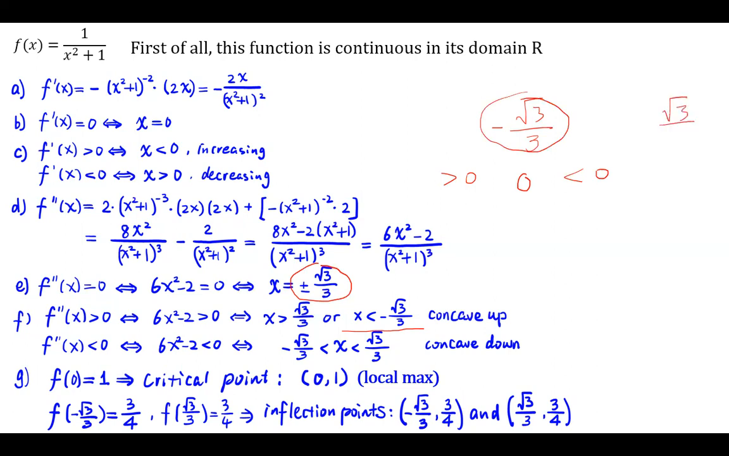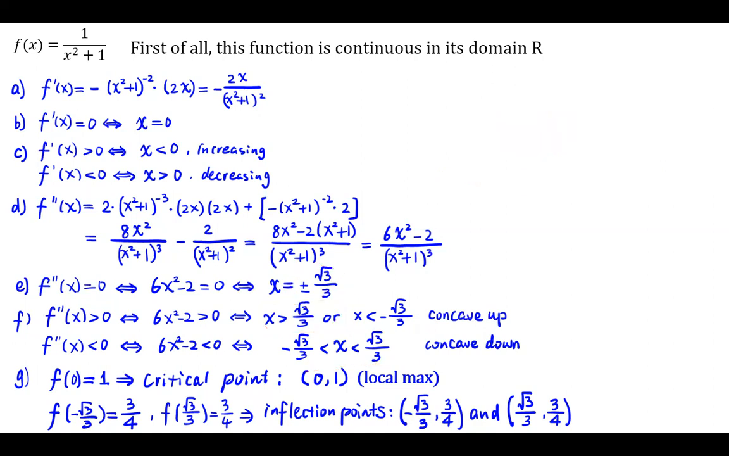Next, let's check the other point, square root of 3 over 3. At this point, the second derivative is 0. Before that point, which is here, the second derivative is less than 0. And after that point, which is here, the second derivative is greater than 0. Therefore, the second derivative also changes sign at this point. So both of these 2 points are inflection points.